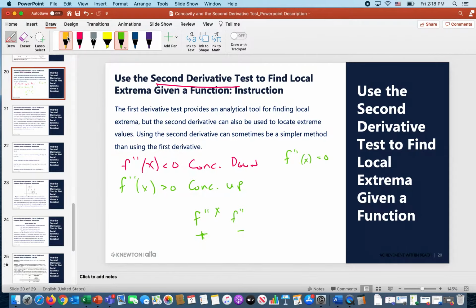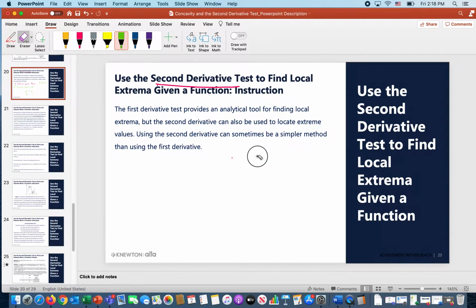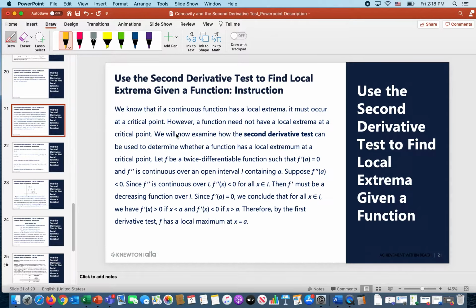So in this video, we're talking about the second derivative test. And the second derivative test doesn't tell us anything about the concavity. You'll notice the second derivative test helps us find out where the local extrema are. Okay, so it says it right here. The first derivative test provides an analytical tool for finding local extrema, but the second derivative can also be used to do this. Okay, so let's take a look at a couple here.